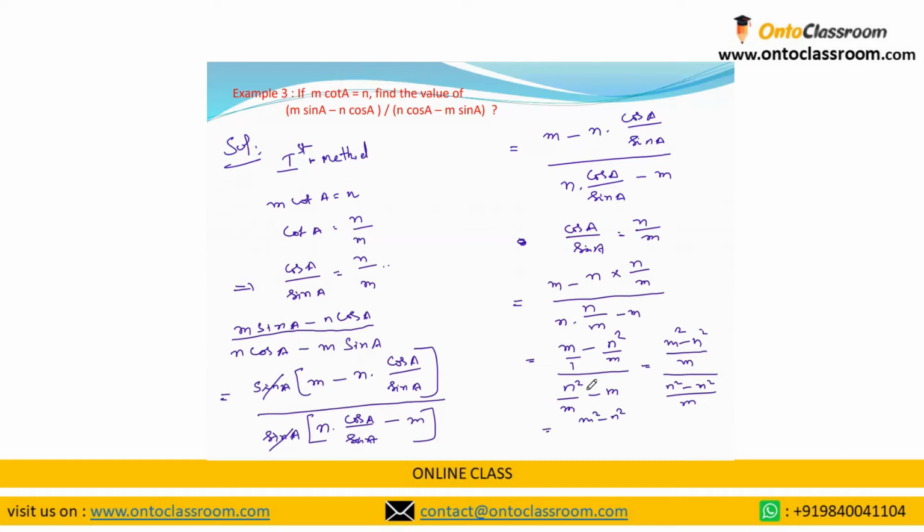So m square minus n square divided by m, into, from this I will take minus common. Minus common means m will go up, so m divided by the denominator, I take minus common, m square minus n square. So plus m square minus n square, m square minus n square and m will be cancelled. So your answer will be minus 1. So finally you are getting the answer minus 1. This is by using method 1. And next, in the same problem we can do it by method 2.